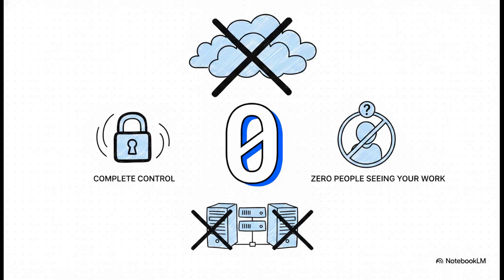So, going back to numbers for a second, the crucial one to understand here is 0. That is the number of cloud uploads required to use citetab.